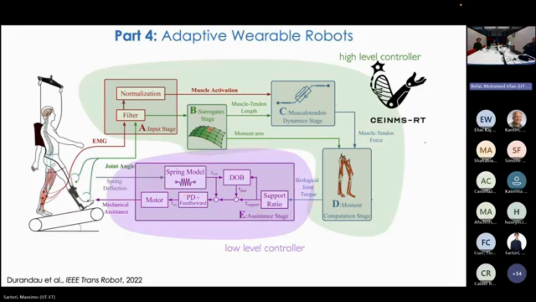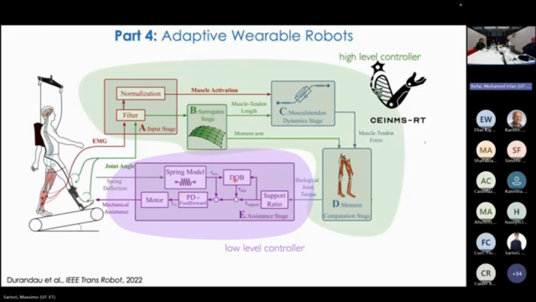So what you see here is essentially two control layers. CEINMS real-time operates as a high-level or middle-level controller, which interprets EMGs and joint angles with respect to the resulting joint moments. And then you have a low-level controller that tracks reference joint moments provided by CEINMS.